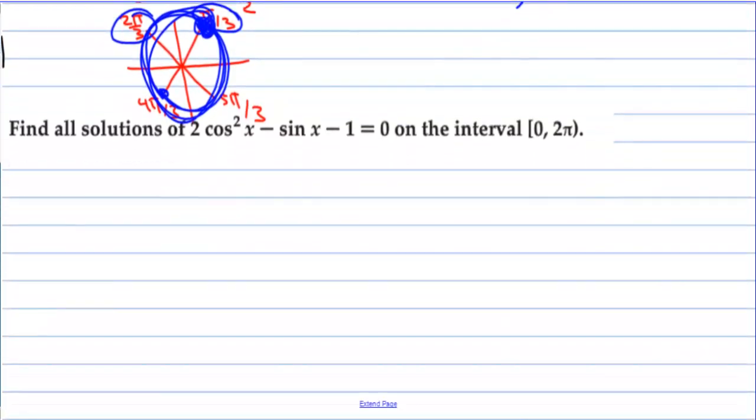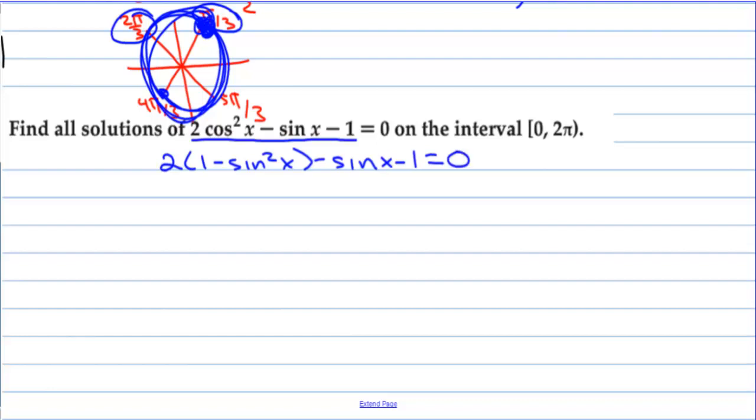Find all solutions on the interval 0 to 2 pi of this right here. I picked this one to show an example of having sines and cosines in the same problem. I'd rather not have that. So why don't we turn this into 1 minus sine squared x minus sine x minus 1 equals 0.